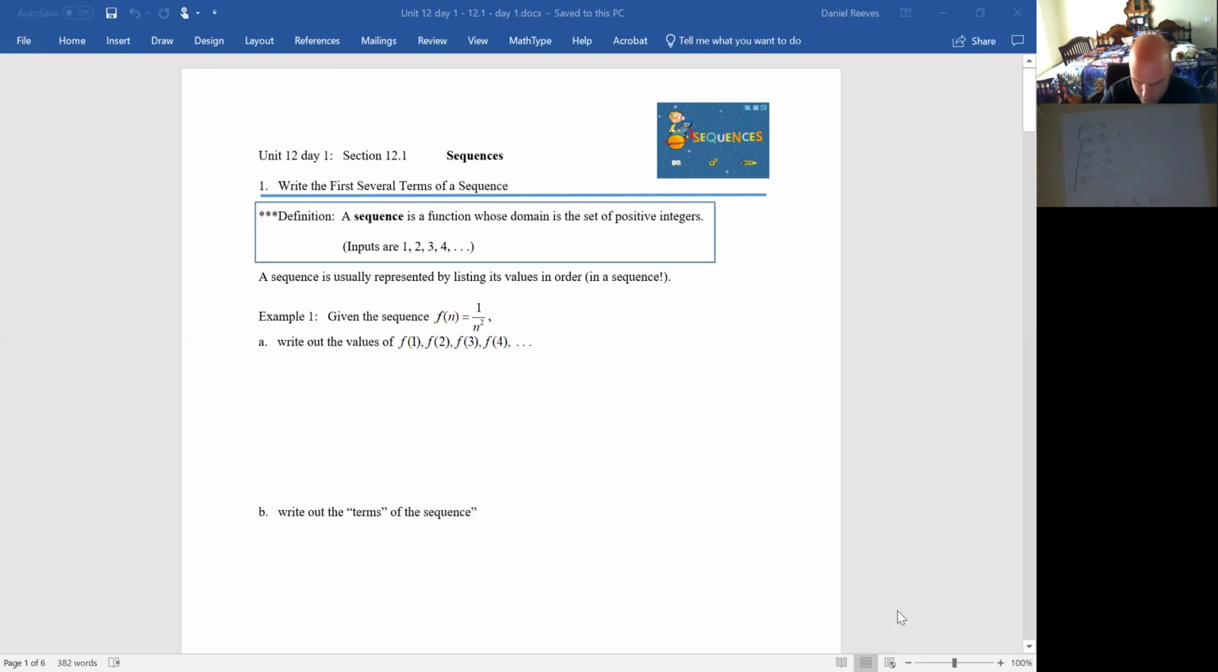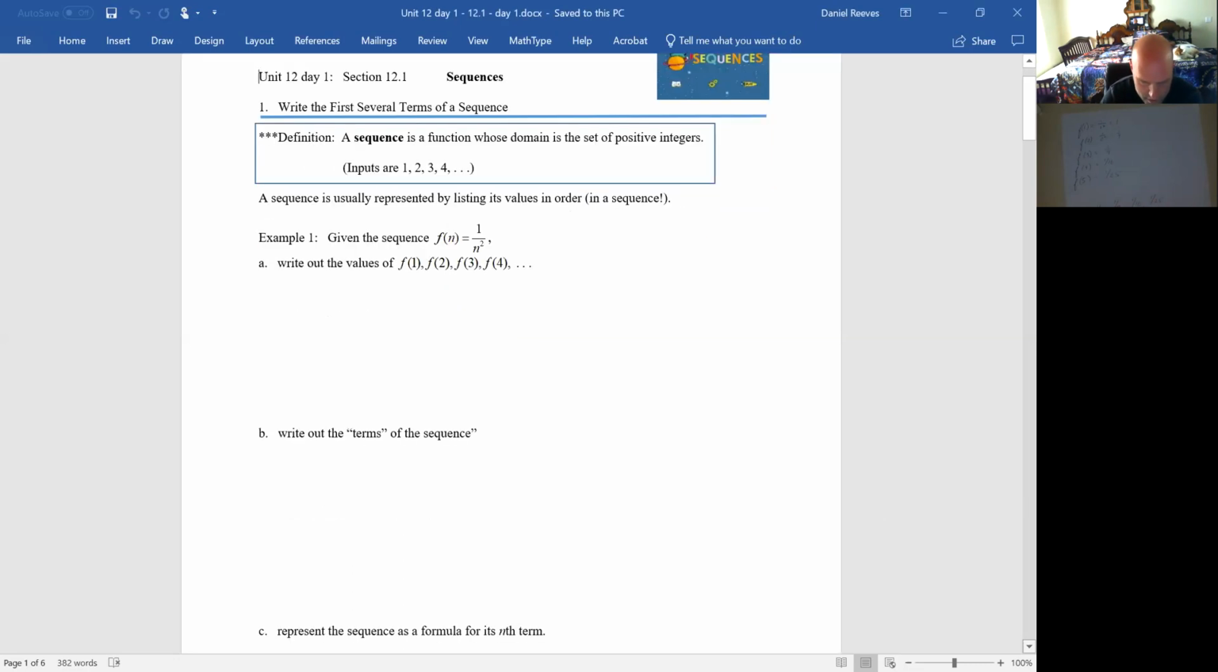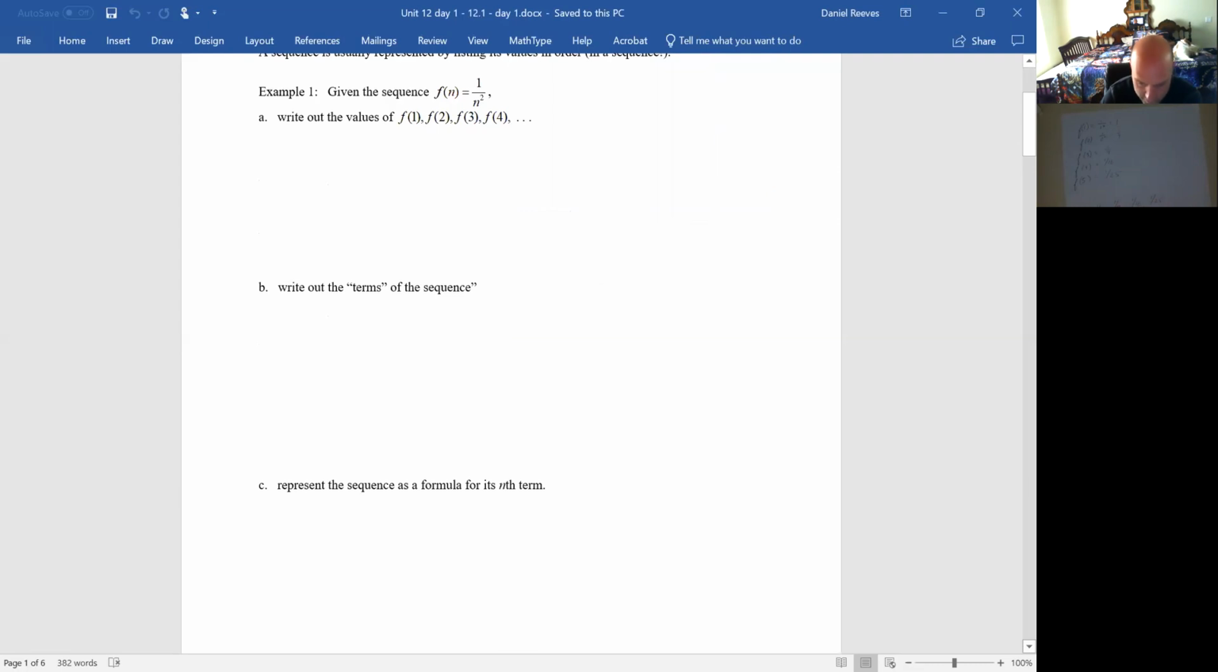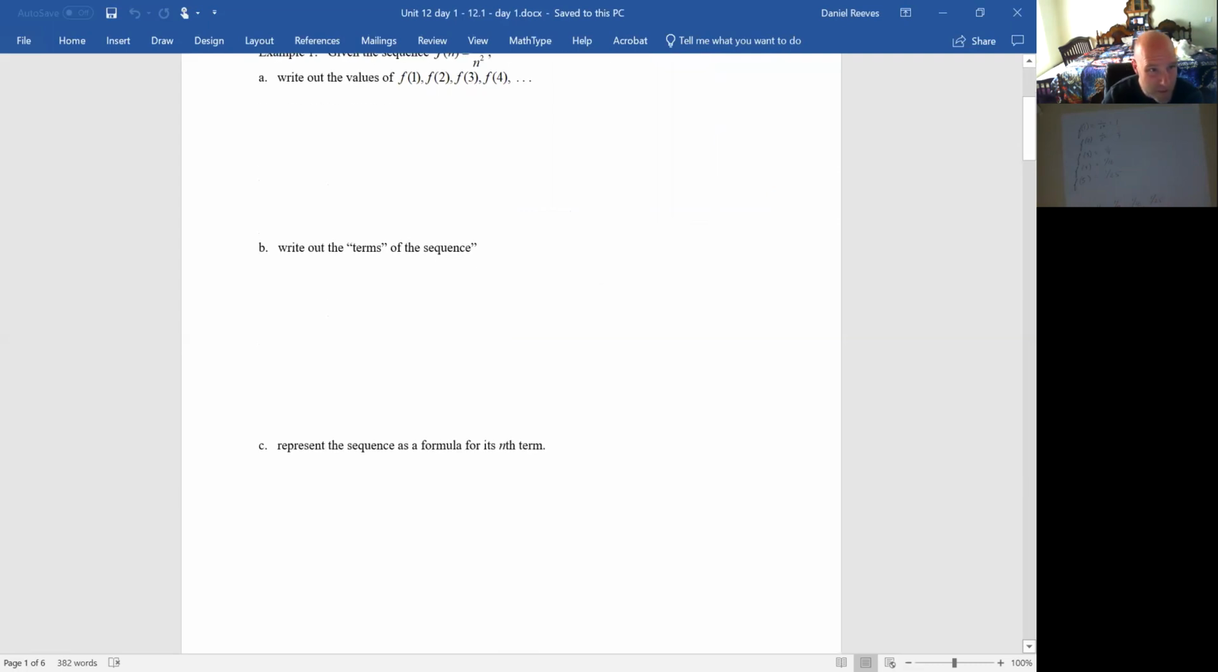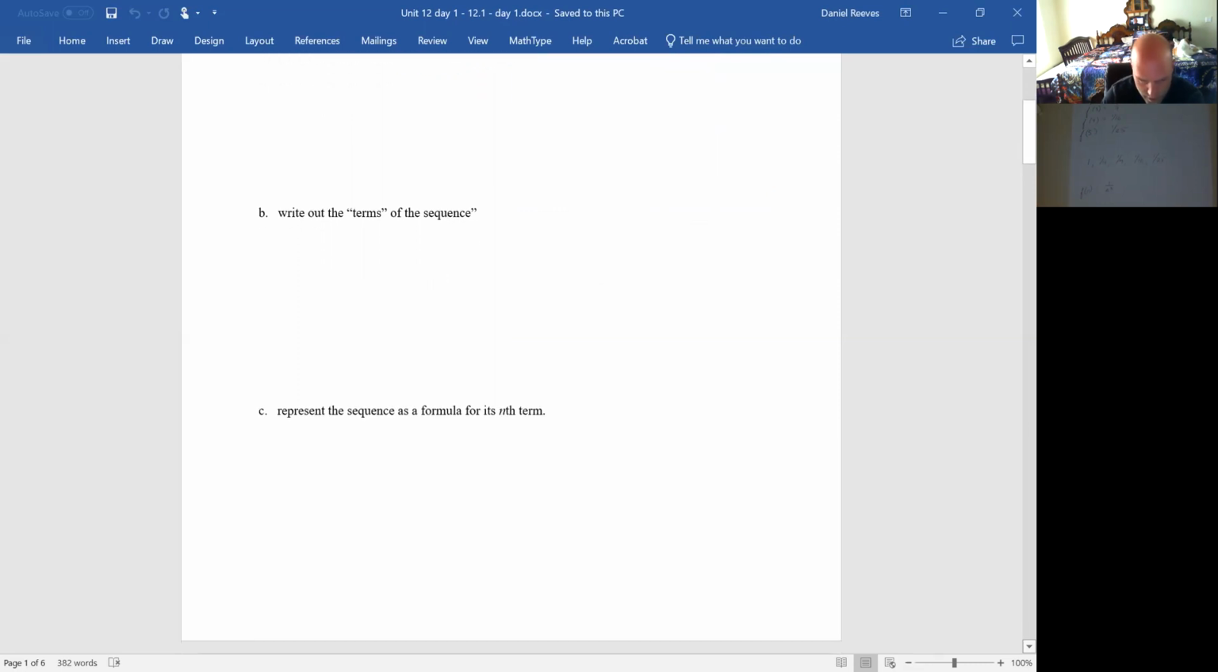And when we come around and ask part C, represent the sequence as a formula for its nth term, that's really where we started. And again, that is f of n equals 1 over n squared. Right back to where we started from.